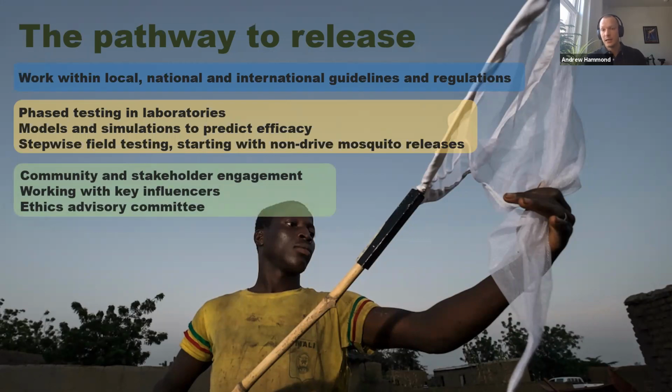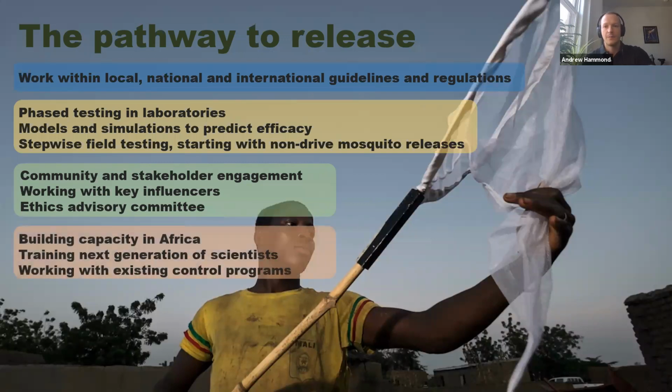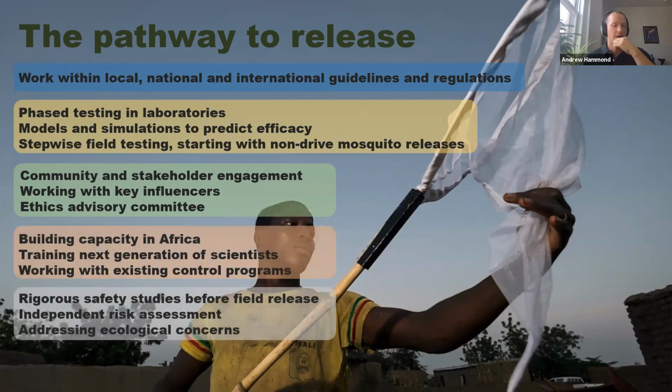We need to engage early, and something that we've been doing even before CRISPR existed, we were working with stakeholders and working with the communities to say, if we build this technology, what are your concerns? And how do we take that into account at the point of development? We have ethics advisory committees, which include a number of representatives from different religious groups, and we work with key influencers. And as part of this project, we're building capacity in Africa, we're training the next generation of scientists, and we're working within existing control programs. And finally, everything that we do, of course, is going to have to involve rigorous safety studies before release, independent risk assessment, and addressing ecological concerns.